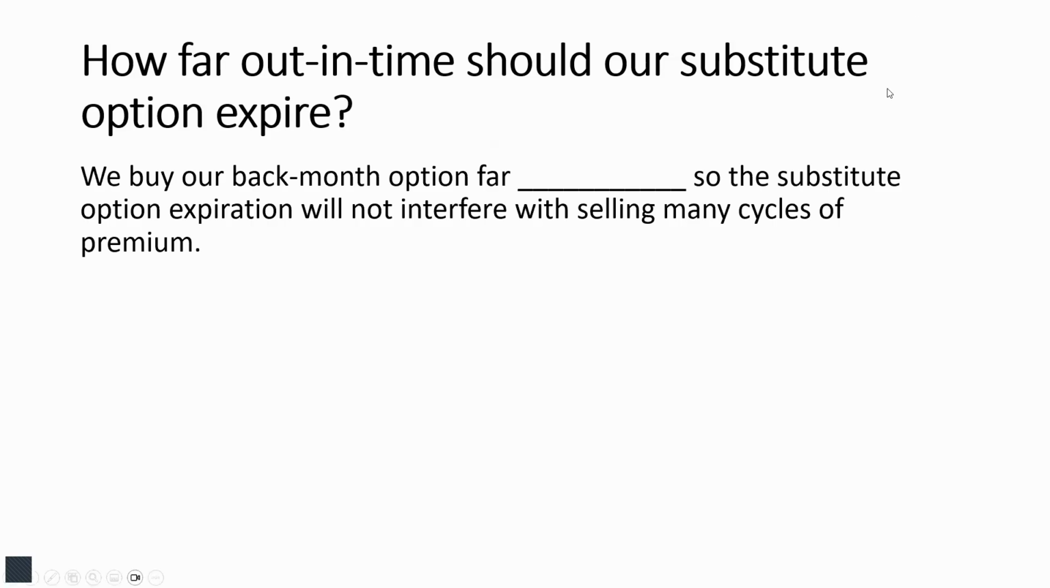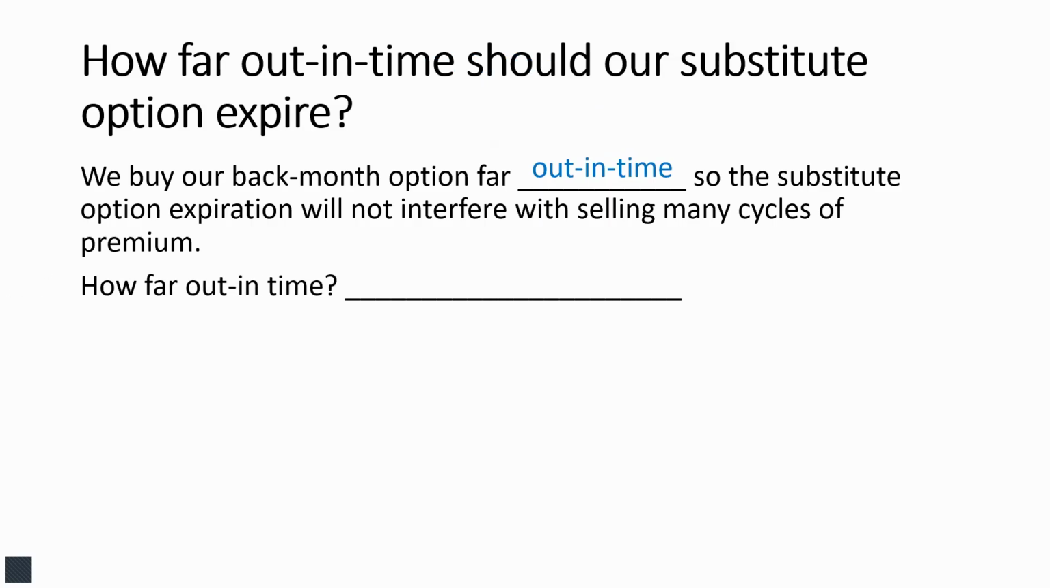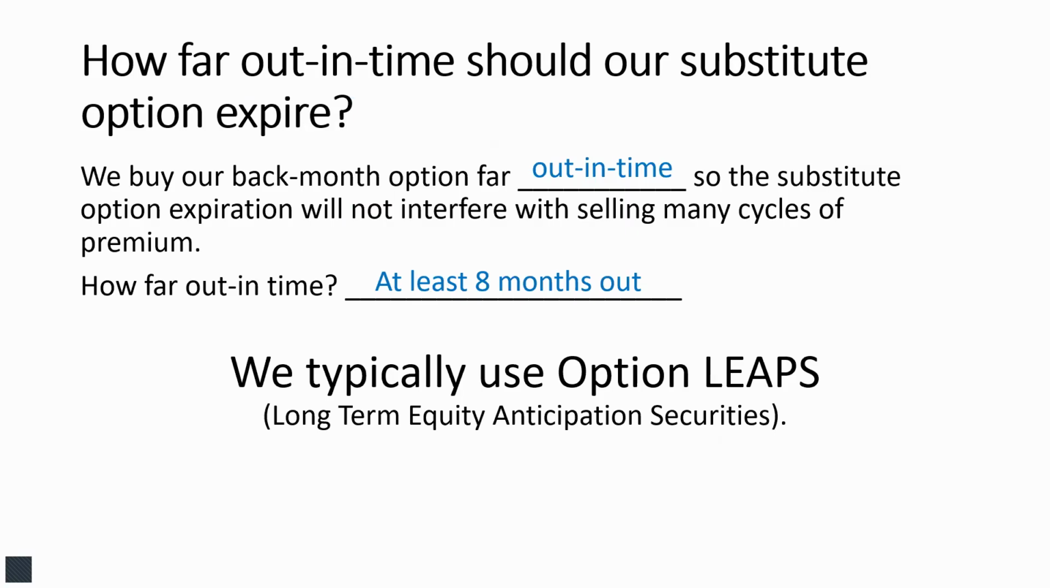So we want to buy our back month option substitute far enough out in time so that we can collect as many premiums as possible. For us, we like to go about 8 months out. A lot of times, the best ones to use are the LEAPs. LEAP options are the ones that expire every year in January. Ford has a lot of liquidity in the option chain, so going with the September options is no big deal. But sometimes the option you'll find that works best would be, for instance, the January 2026 option, if that makes sense.